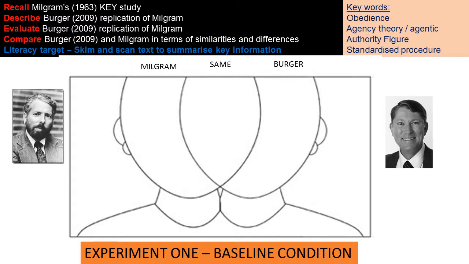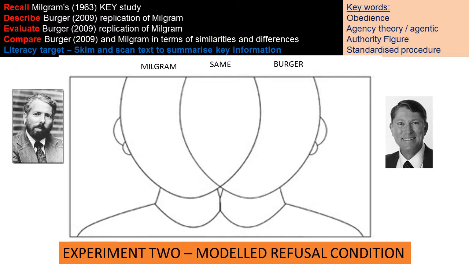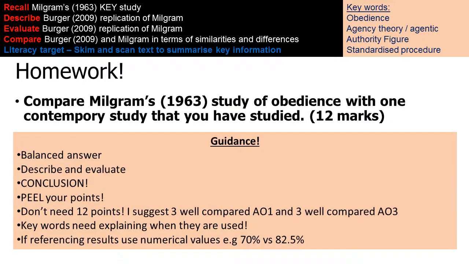Also, I'm going to tip you off. I think you need to be able to be aware of comparing Milgram and Berger in terms of the model refusal and the baseline condition. And get prepared for a question that might ask you to compare Milgram with a more up-to-date or a more recent study that looks at obedience. And obviously we would use Berger for that.